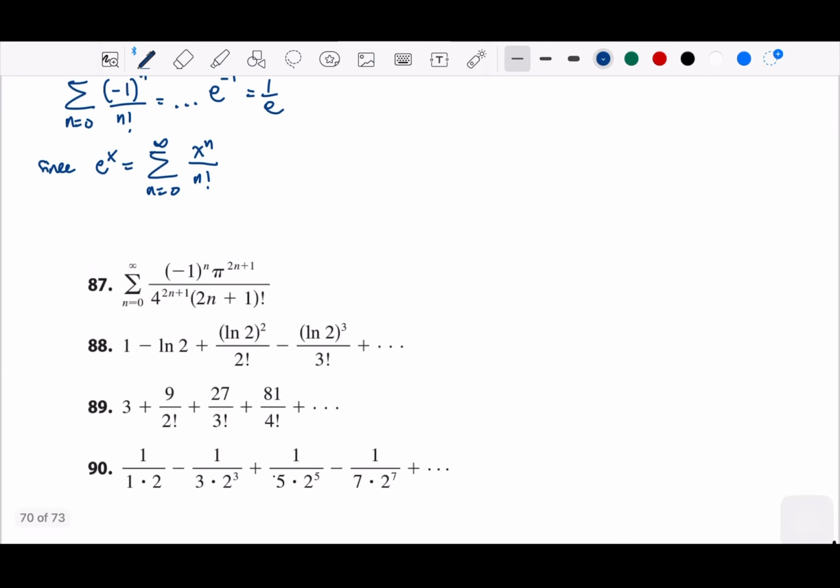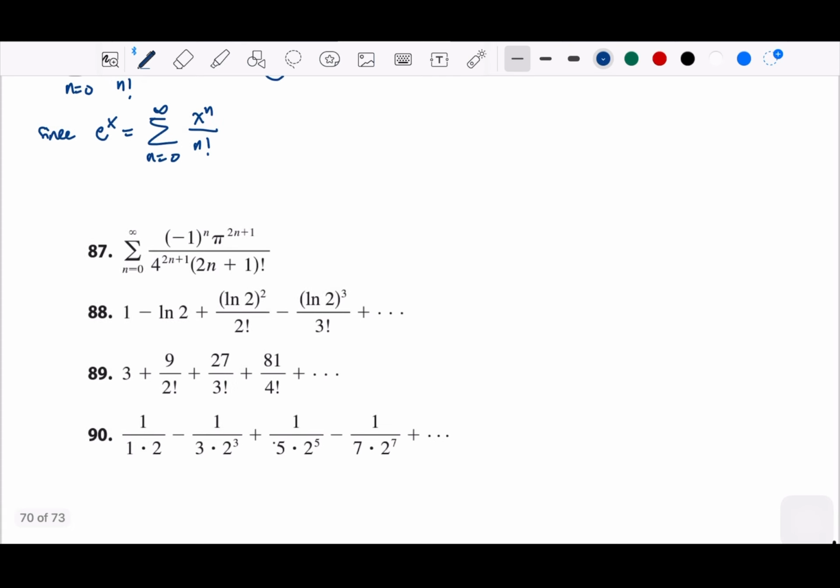Now there are three questions here from 88 to 90. What we need to do is find a pattern, and then somehow write down the sum from this pattern. Let's maybe start from 90, or maybe 89. Or let's start with 90.